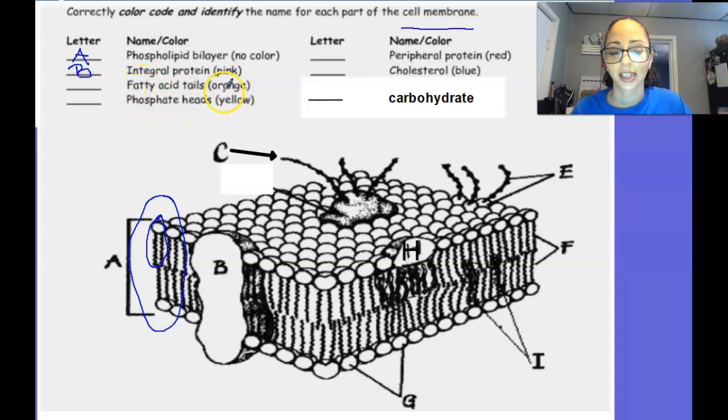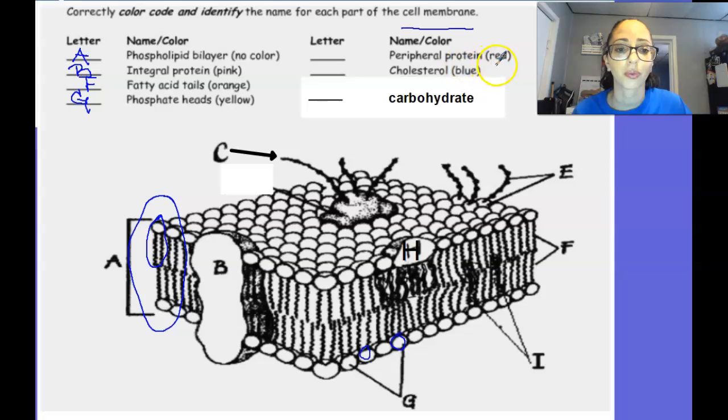Fatty acids, tail. So the tails are part of the phospholipids. So here F is pointing at the phospholipids, right? But specifically at the tails of the phospholipids. So that will be F. Phosphate heads. Which one do you think it would be? So it will be G over here. These are the heads of the phospholipids. So G.